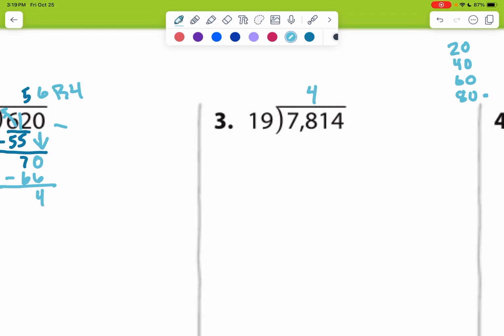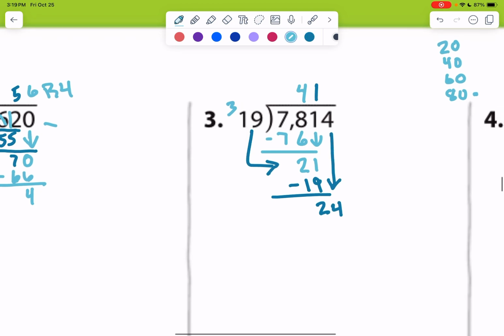So 4. 4 times 9 is 36. 4 times 1 is 4, plus 3 is 7. Ooh, it just sneaks in there, doesn't it? Okay, 78 take away 76 is 2. I'm done there. Bring down a 1. Now we are thinking about how many groups of 19 we can make out of 21 things. Clearly only 1, right? So I'll put a 1 up. 1 times 19 is 19. Then I subtract. 21, take away 19. 19, 20, 21. That's 2. Bring down.